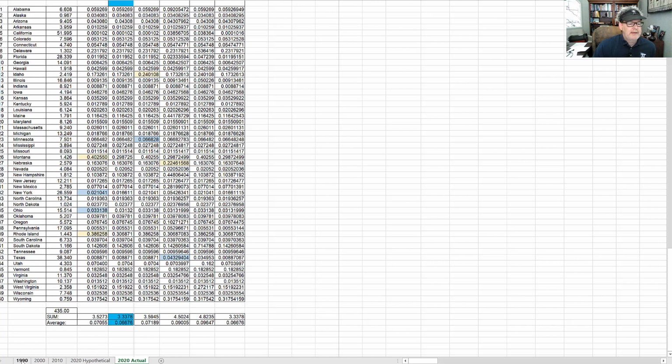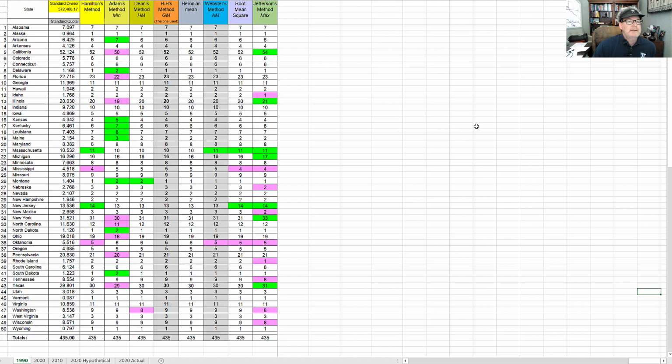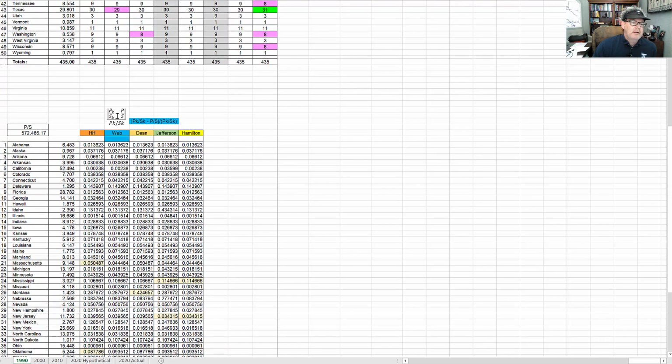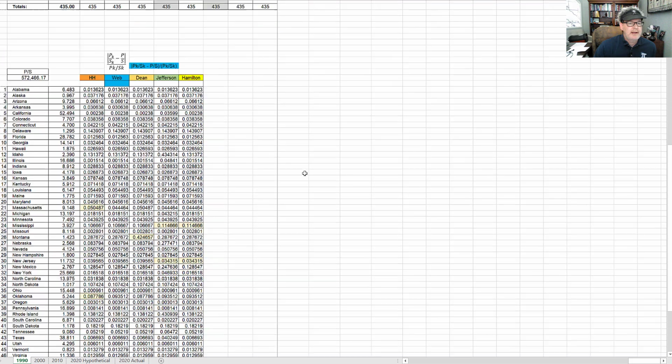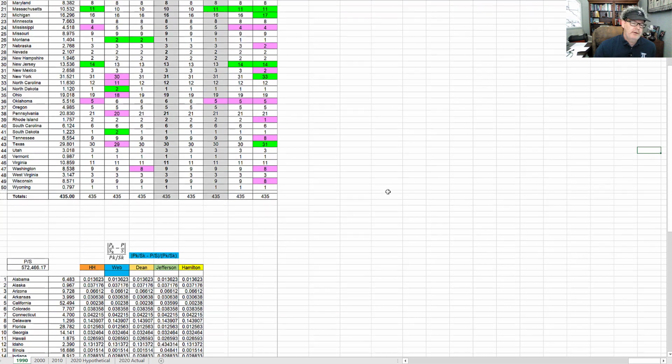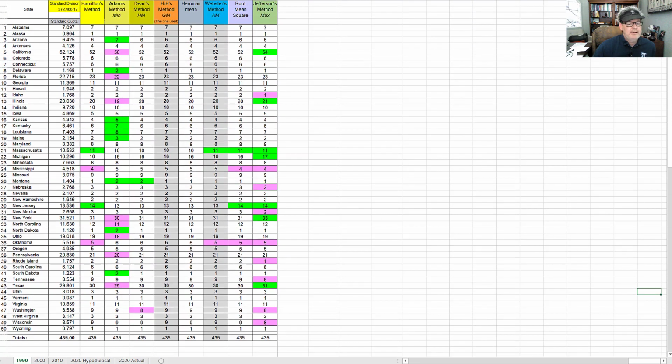If I go to 1990, that's all I did here. The people per seat for each state minus the ideal, relatively speaking, so divided by the people per seat for each state, Webster wins. It beats Hamilton. And actually you can show that it wins mathematically.